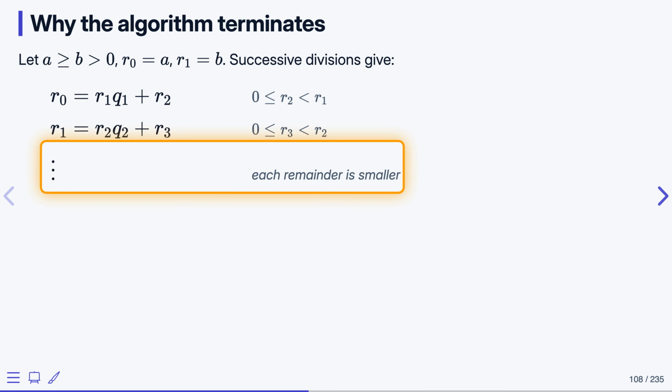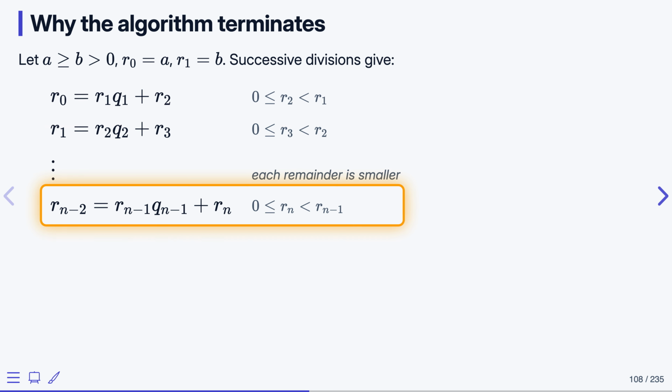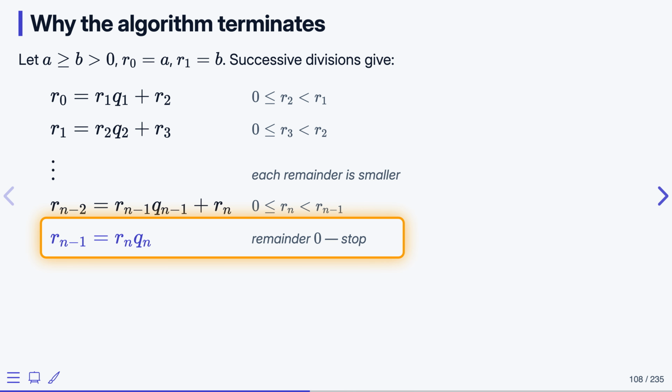Every division makes the remainder strictly smaller than the one before. Step 3, keep going down the chain. Step 4, eventually a remainder is 0 and the run stops. Why must it? Because the remainders keep shrinking but stay at least 0, and whole numbers cannot shrink forever.